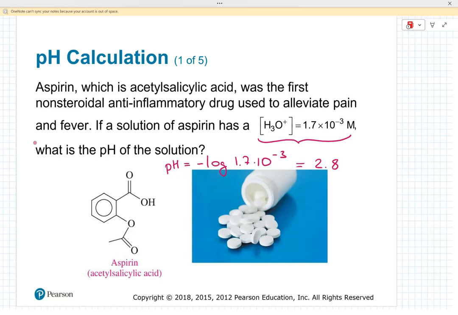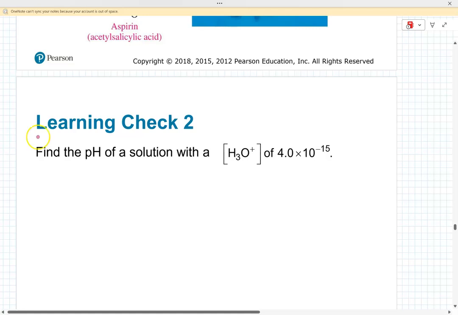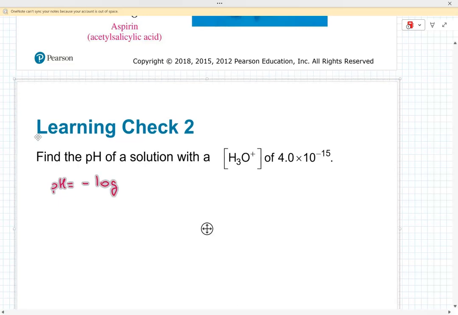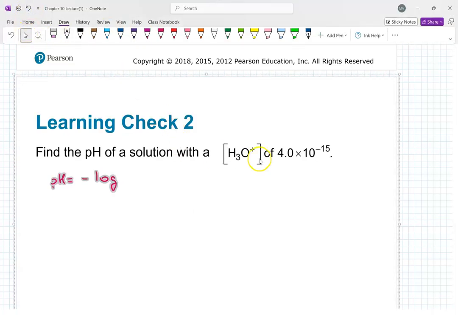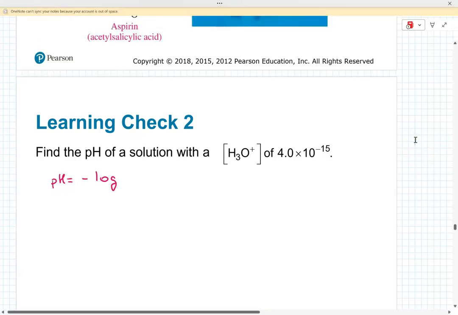2.8. That's it. We got our pH calculation. Don't take your calculators away, because we need to calculate the pH of the solution with that concentration. So pH will be equivalent to negative log of 4.0 multiplied by 10 to the power of negative 15. That sounds right.